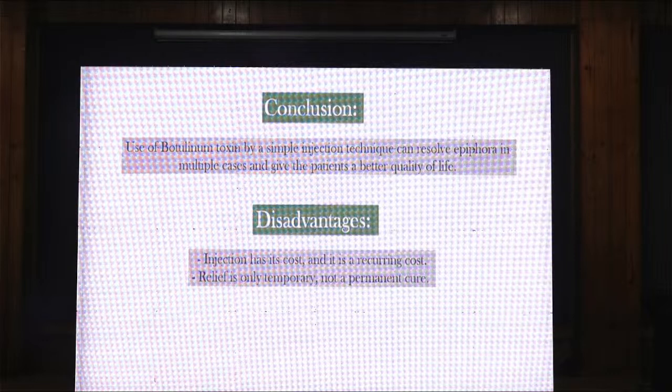The disadvantage is that the injection has a cost, and it's a recurring cost. Relief is only temporary and it's not a permanent cure.